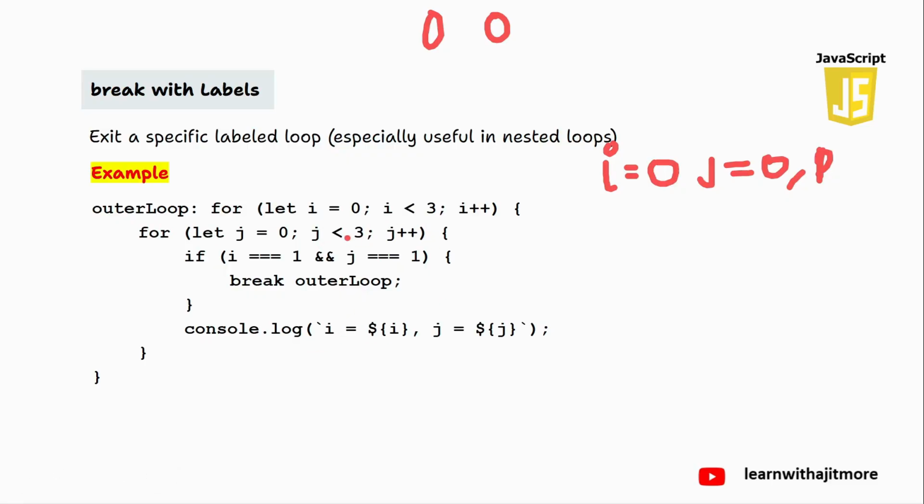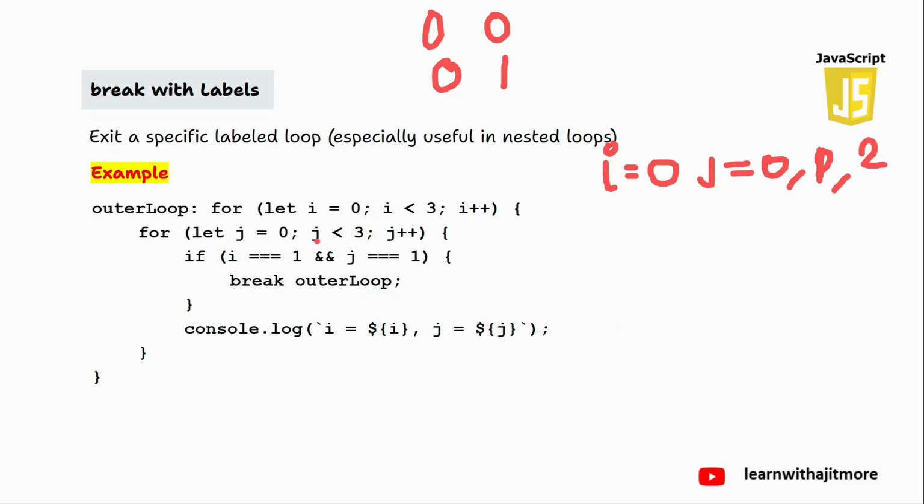Is 1 less than 3? Yes, 1 is less than 3. It will come inside. Are both 1? No, this is 0 and this is 1. So it will print it. What it will print? 0 and 1. Again, j plus plus. j will become 2.